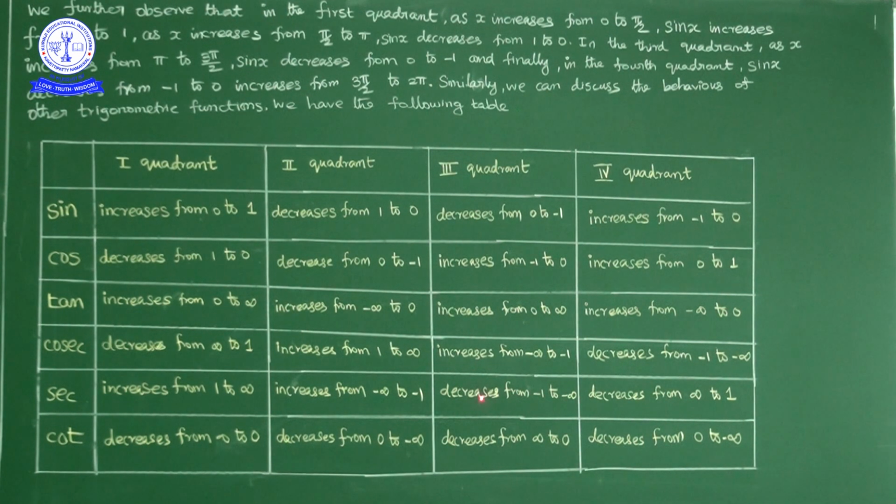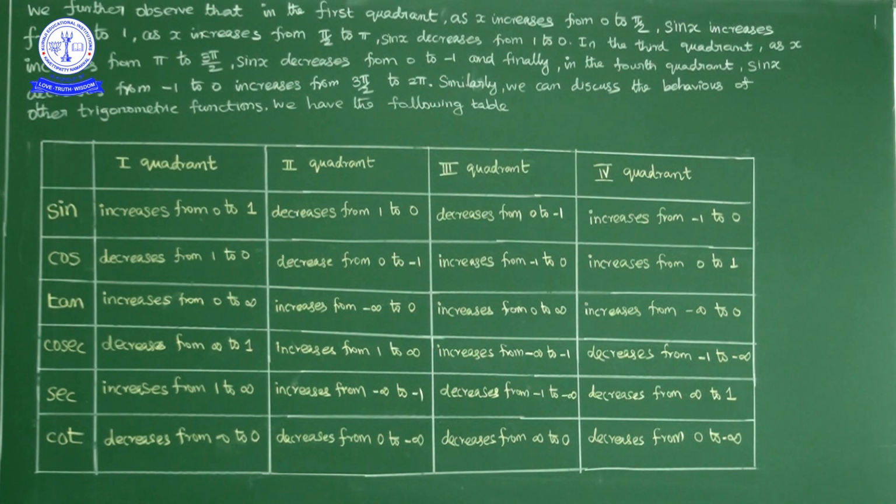secant x decreases from minus 1 to minus infinity. Okay. Next, in the fourth quadrant, as x increases from 3 pi by 2 to 2 pi, secant x decreases from infinity to 1. So here secant is positive in the first and fourth quadrant, negative in the second and third quadrant.